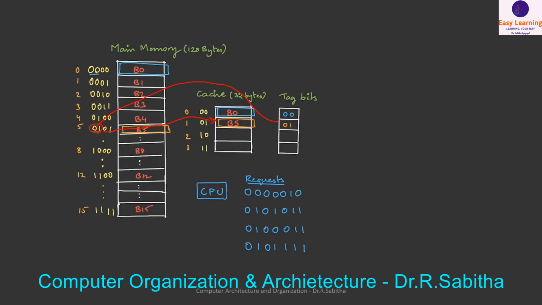Okay, this is how we will be filling. Now the CPU has given a request. We will now find out whether this is going to be a hit or miss. This is the block address. This is your physical address.